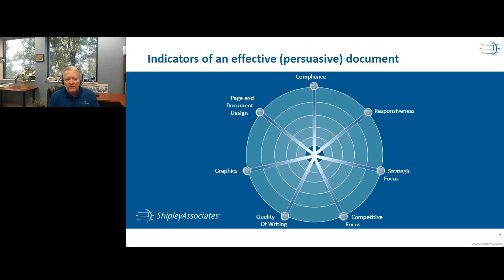Strategic focus, competitive focus, the quality of writing. That's been the focus of a lot of these sessions today, which have been fantastic. We haven't talked much about graphics. It's a very important part of a proposal. And we did talk quite a bit about page and document design. It matters. An evaluator, a reader's first impression of what they see on the screen, on their monitor, or if they print the proposal out on the page, first impressions matter. We shouldn't think for a moment that it doesn't matter what it looks like, what it feels like at a glance.